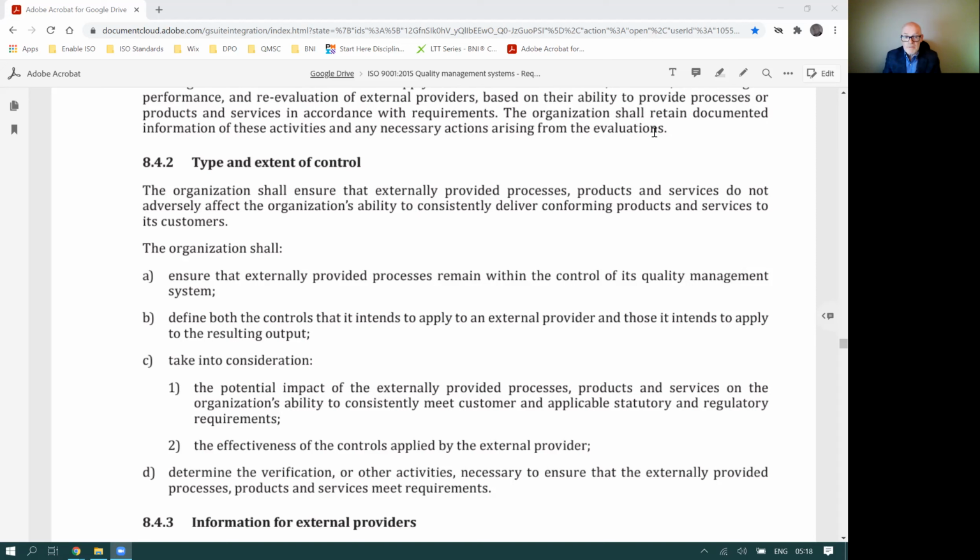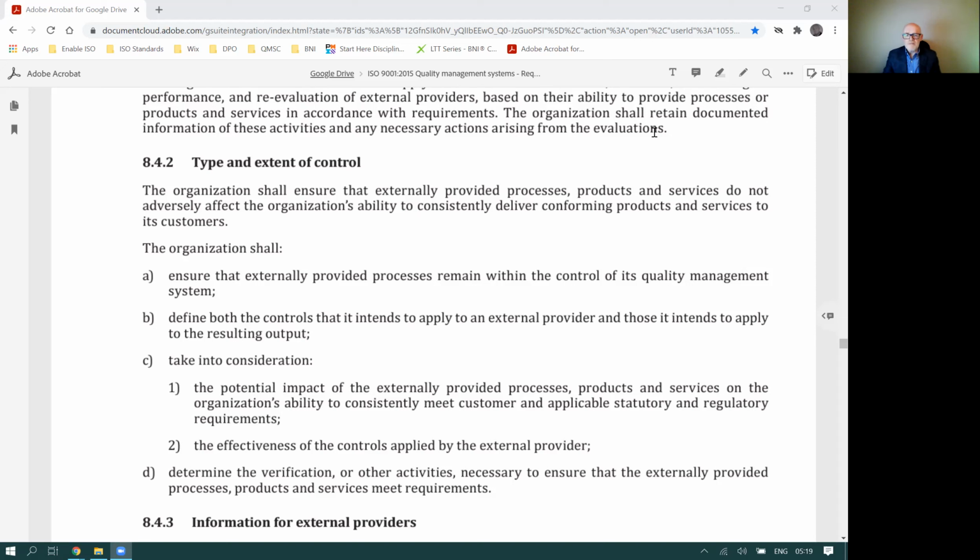C, take into consideration 1, the potential impact of externally provided processes, products and services on the organization's ability to consistently meet customer and applicable statutory and regulatory requirements. A big mouthful, but once again, it's requirements. So the potential impact on your ability to consistently meet customer and applicable statutory and regulatory requirements. So there's that differentiation to be considered between statutory and regulatory.